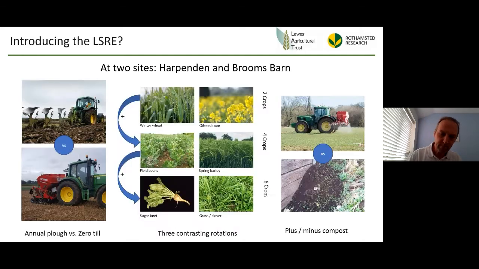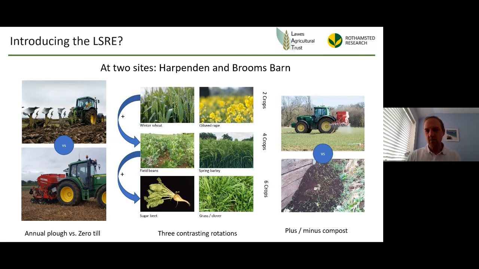Thanks, Laura. So to introduce the experiment, we've started it at 2 sites, at the research farm at Harpenden and at Brooms Barn. It's a large experiment. It covers 9 hectares at each site with 60 24 by 24 metre plots. Those plots are split into 2. Half of them are ploughed annually, and the other half we're aiming for a zero-till system, but at the moment we're just reducing the tillage and we're in that transition phase towards a zero-till system.